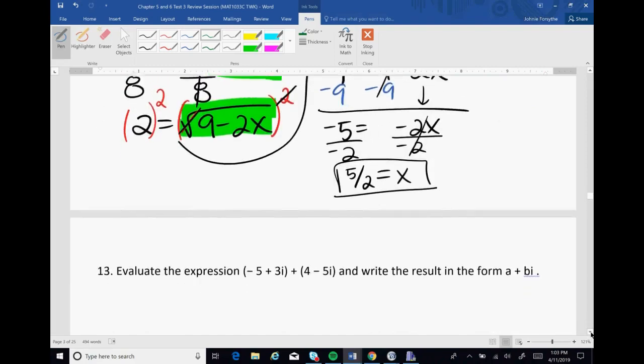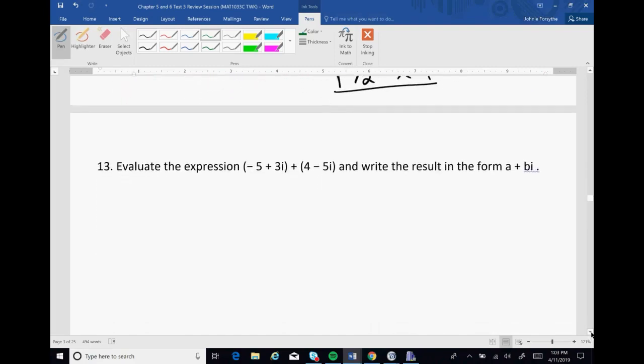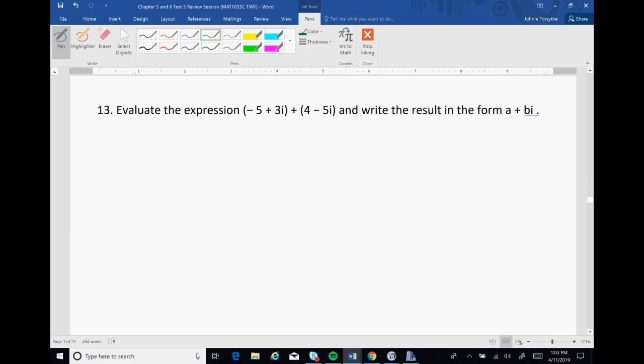Number 13, evaluate the expression -5 plus 3i plus 4 minus 5i and write your answer in the form a plus bi. So these are talking about complex numbers with the imaginary number i. And i is a number in this case, but when we are dealing with expressions with i, think of it like a variable. So when you add these binomials, you can just drop the parentheses and combine like terms.